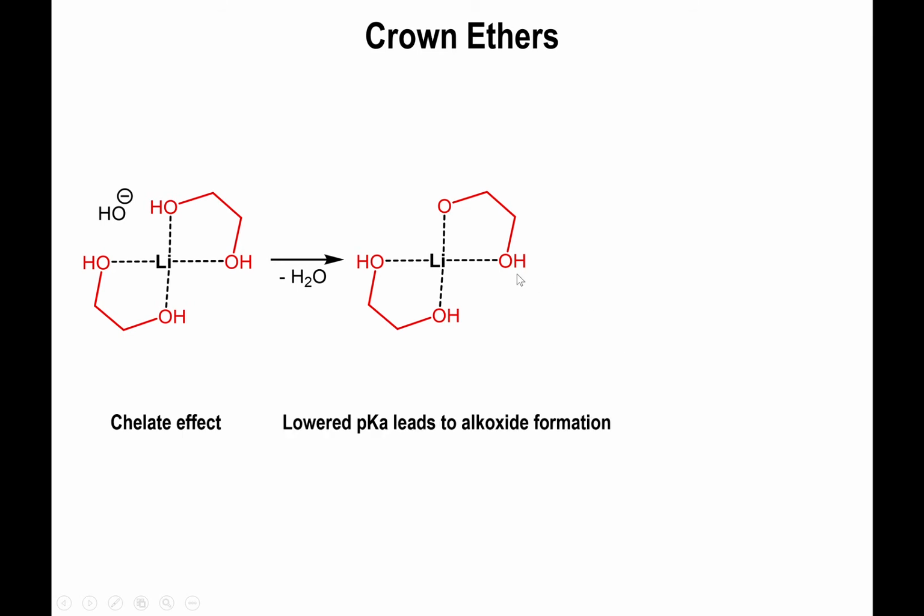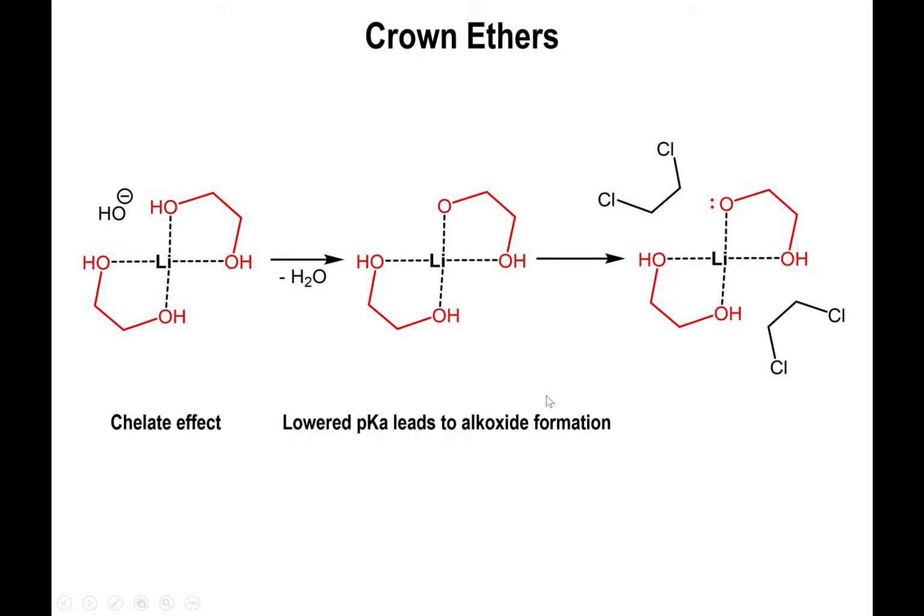So the fact that you're binding this alcohol to a metal means that now you're going to have extra positive charge being provided onto that hydrogen, making the pKa of that OH bond lower than it normally would be. So you can actually now deprotonate with even hydroxide.